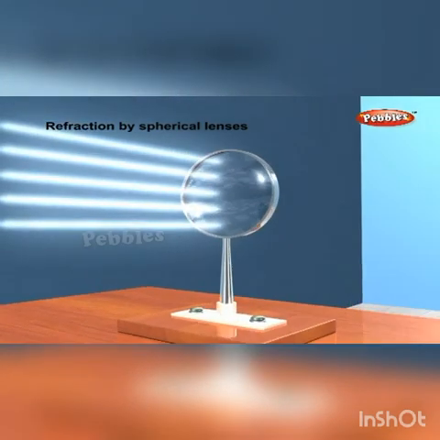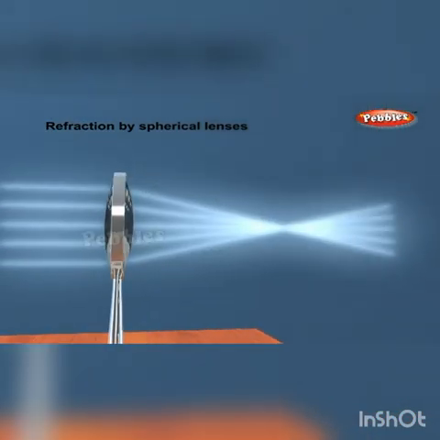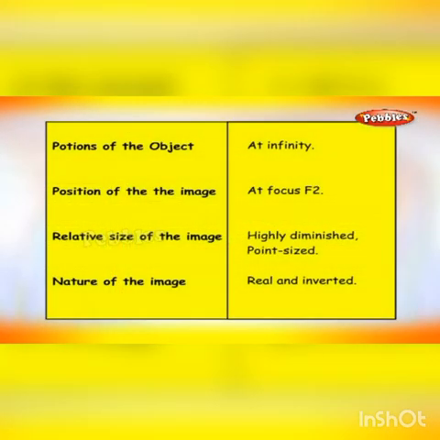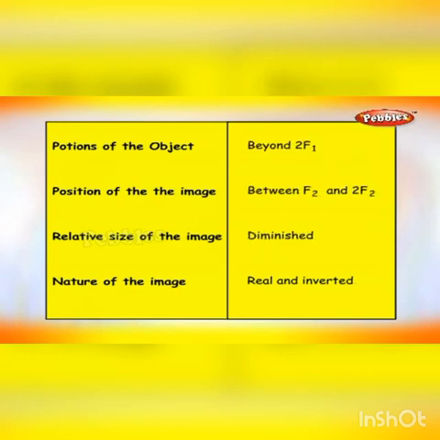Nature, position, and relative size of the image formed by a convex lens for various positions of the object. Position of the object at infinity: position of the image at focus F2, relative size of the image highly diminished, point-sized, nature of the image real and inverted.